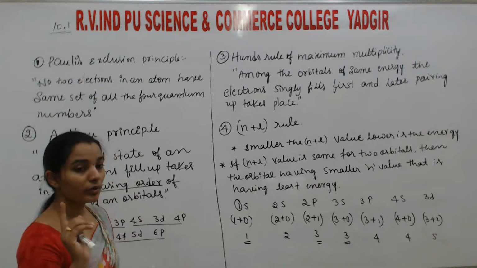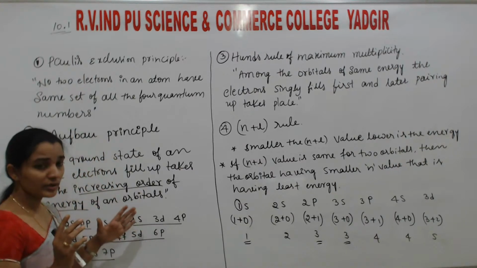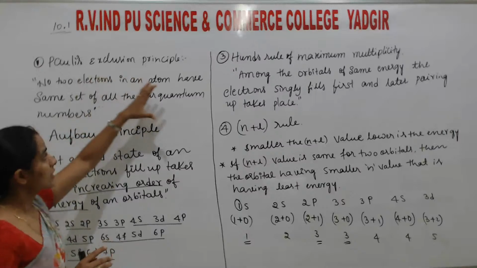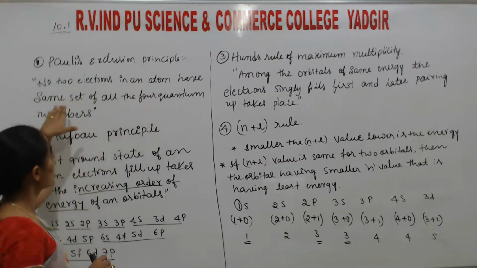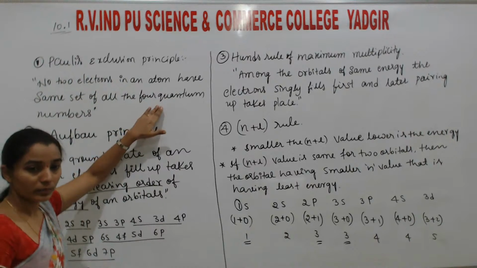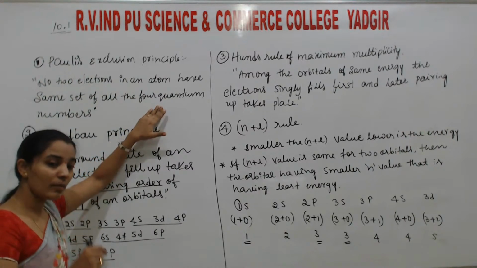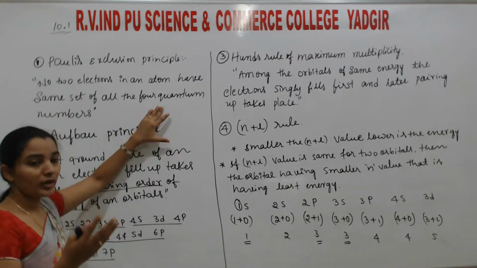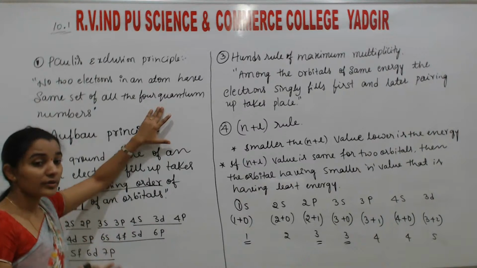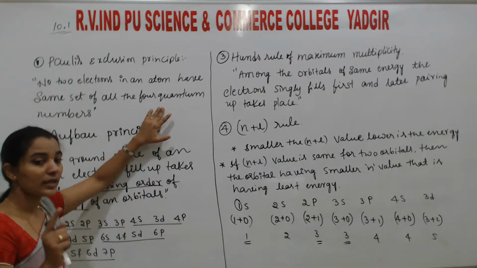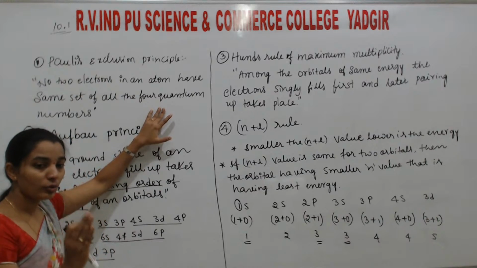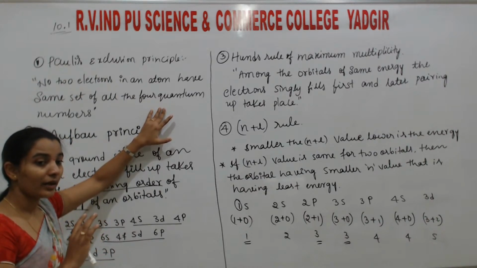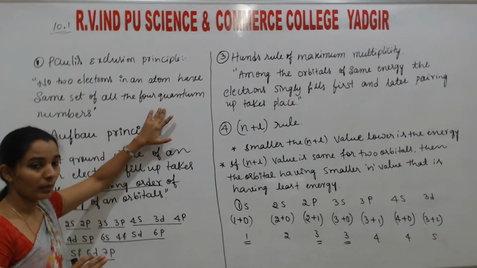What do you need? What is Pauli's exclusion principle? No two electrons in an atom have the same set of 4 quantum numbers. That means in the same atom, if 2 or 3 electrons are there, those electrons cannot have the same set of all the 4 quantum numbers. They may have 3 equal, 2 equal, 1 equal. They cannot have all the 4 equal.